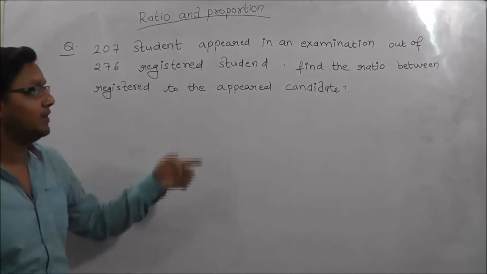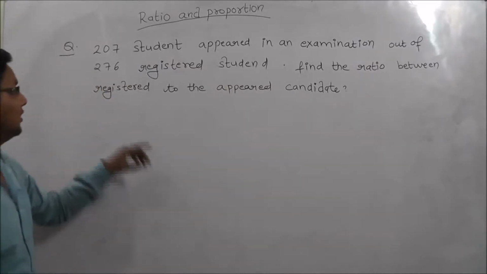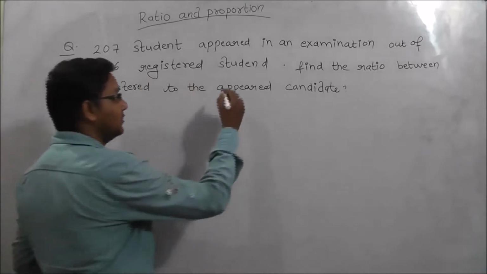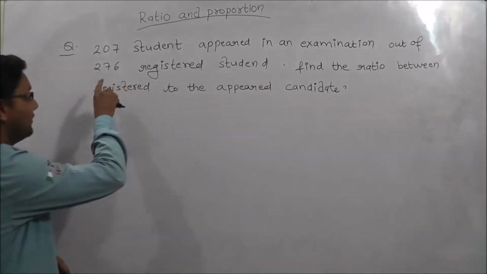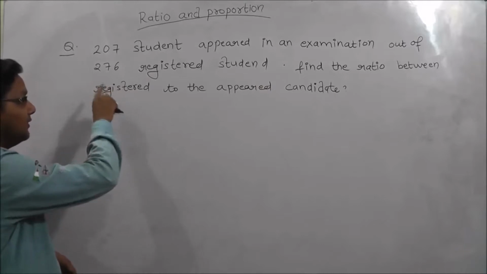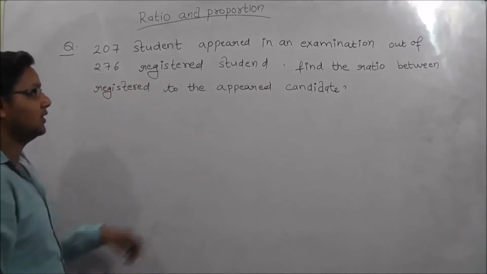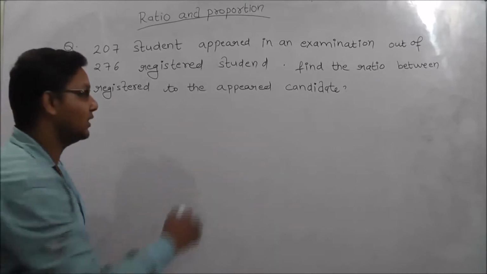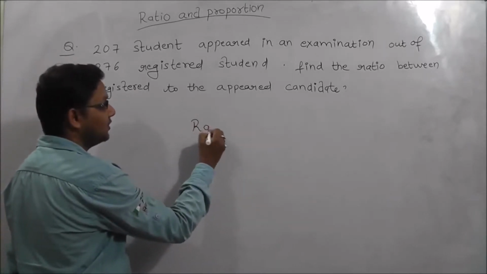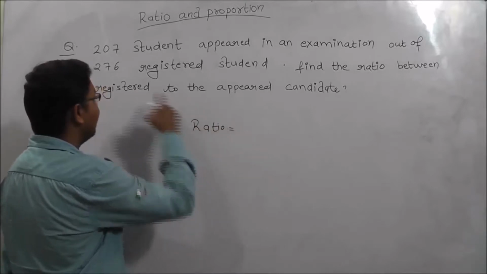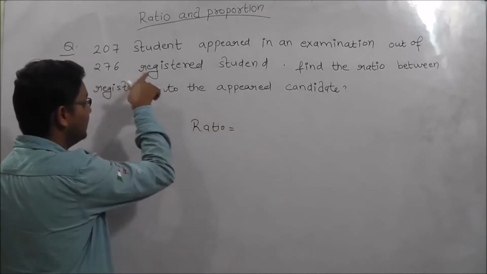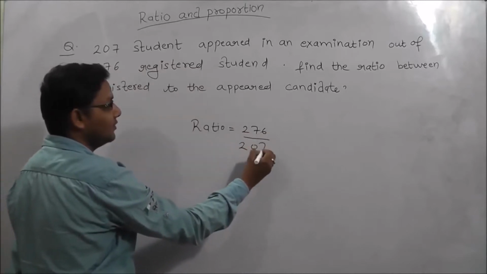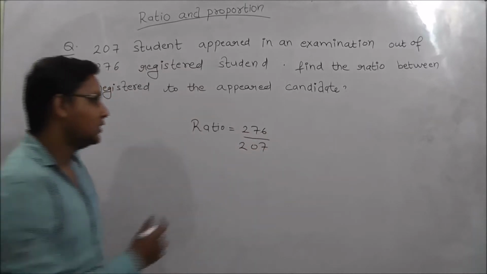207 students appeared for an examination, out of 276 registered students. Okay, so 207 students appeared out of 276 registered students. Find the ratio between registered and appeared students. Okay, so it is the simplest question. The ratio will be how many, 276 registered. So 276 upon 207. So this is the ratio.